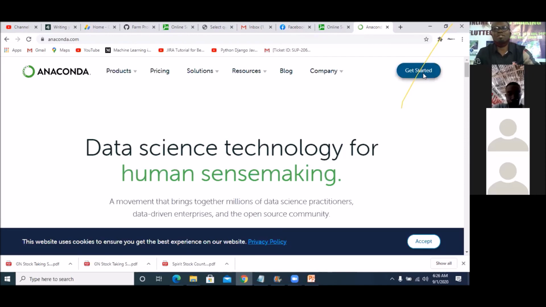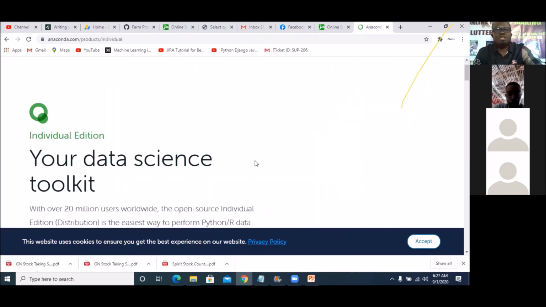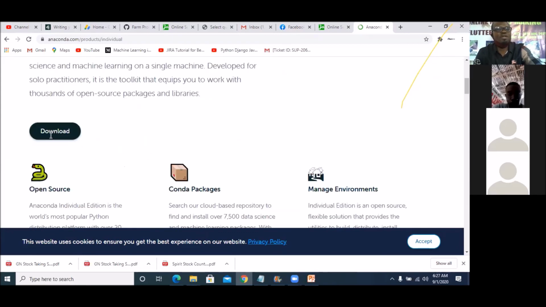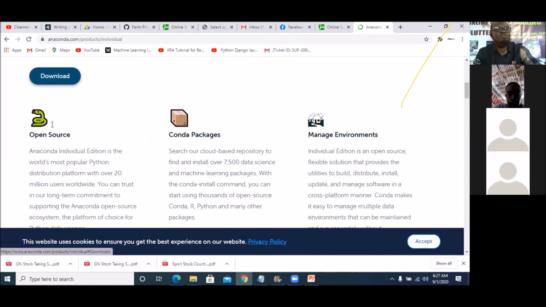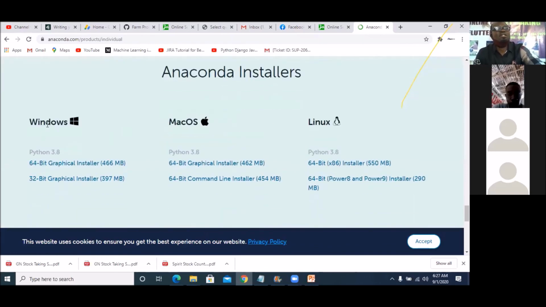Click on Get Started. Once you click on Get Started, you see this place, Install Individual Edition. Click on it, and it will lead you to this other page where we have your data science toolkit. Can you see where it says Download? Click on Download, and it's going to take you to the installers.